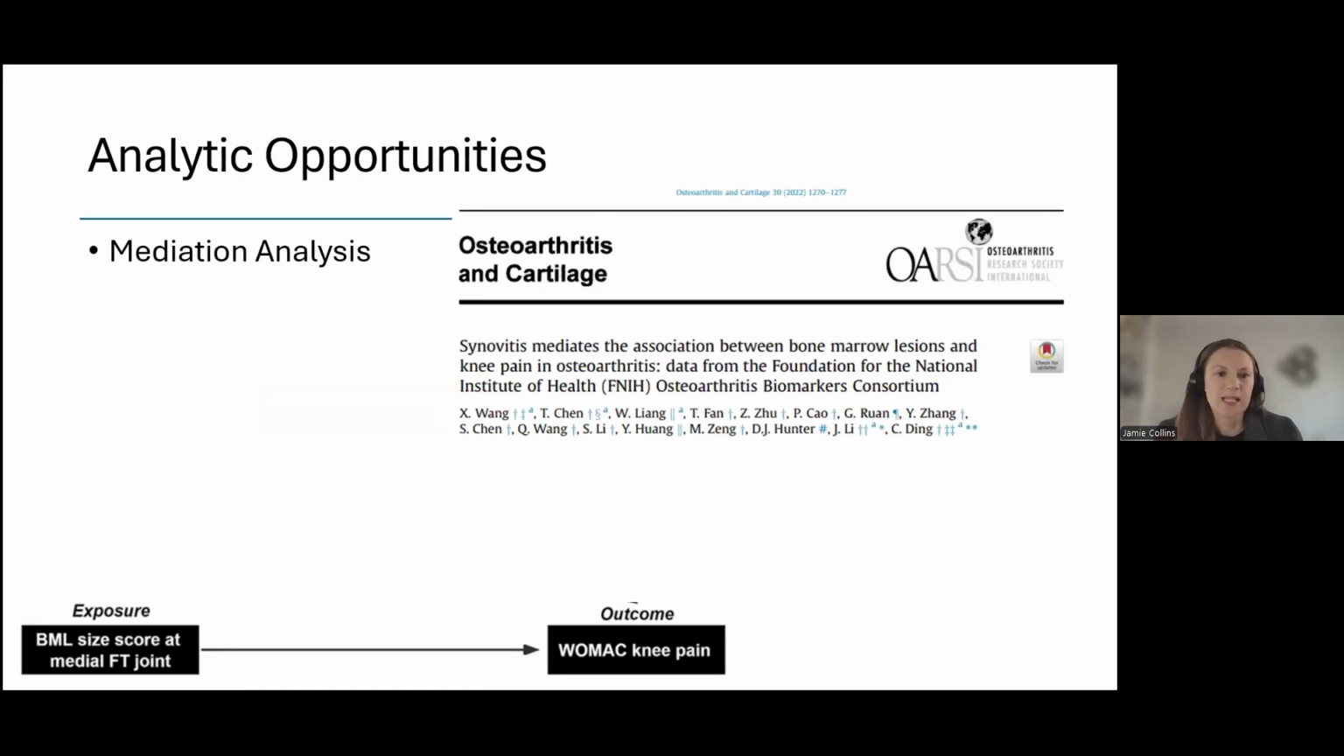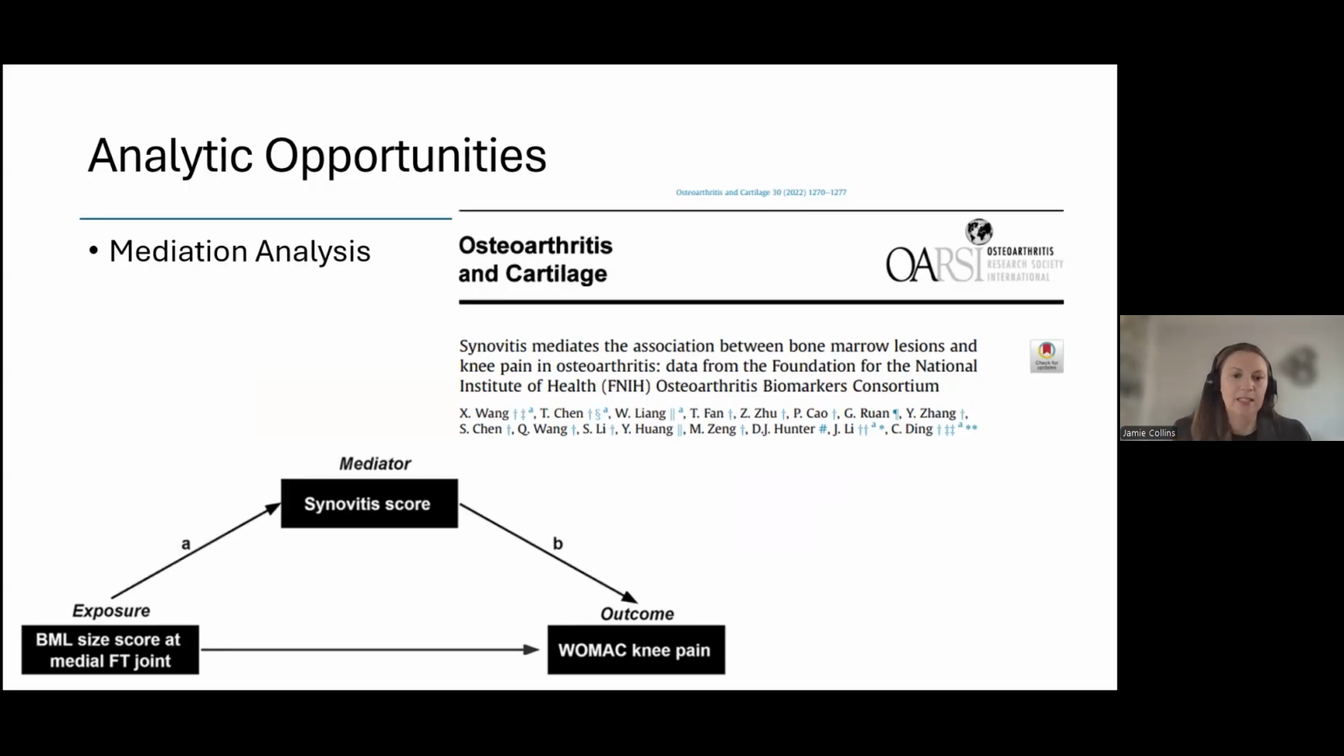So what are some opportunities that I see with this data that maybe have been a little bit understudied? I think mediation analysis would be a really interesting way to use these data. And this is an example of a paper that was recently published investigating whether synovitis mediates the association between bone marrow lesions and knee pain using data from the FNIH OA Biomarkers Consortium. And so the question with mediation analysis is that we may see an association between an exposure, so in this case, BML size score, and an outcome, which in this case was WOMAC knee pain.